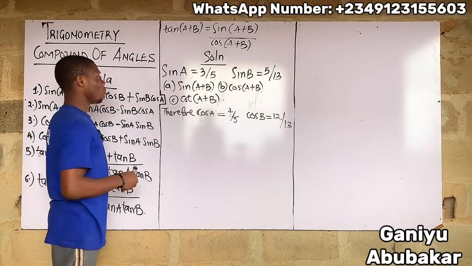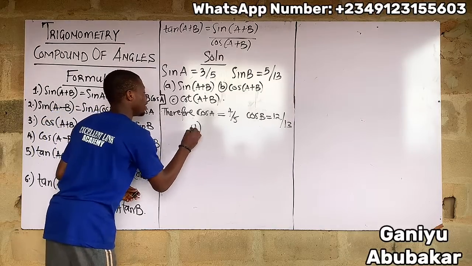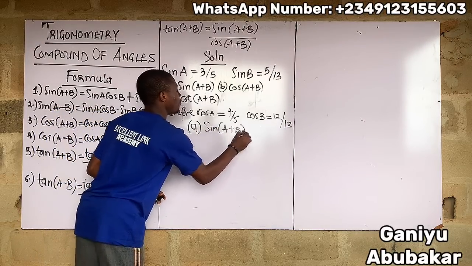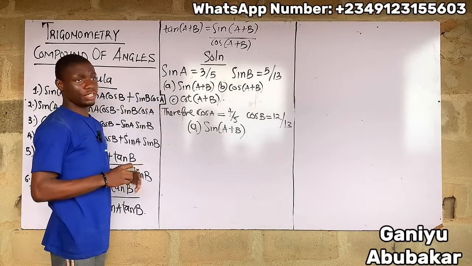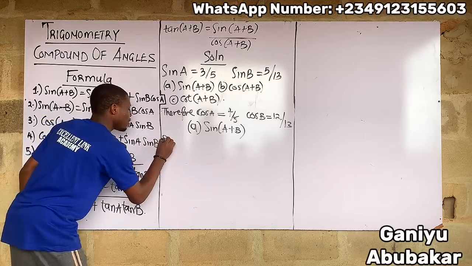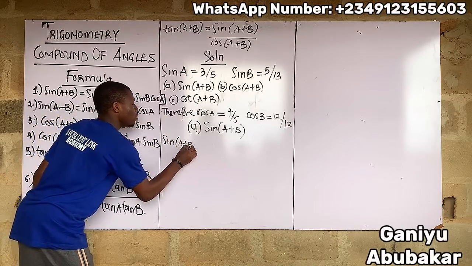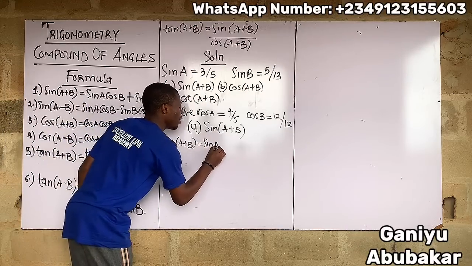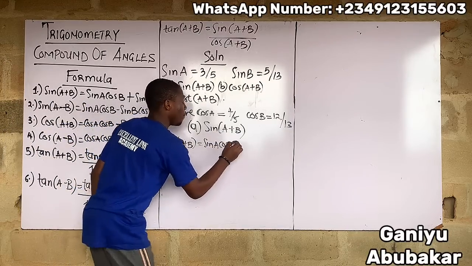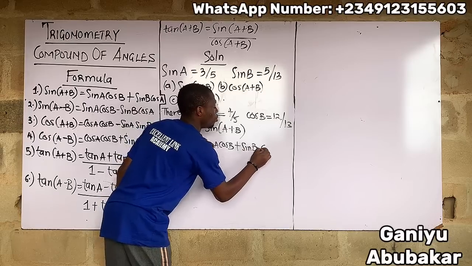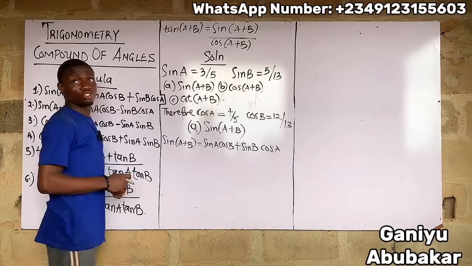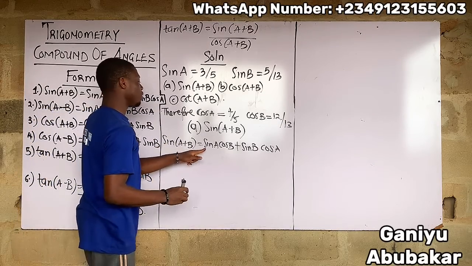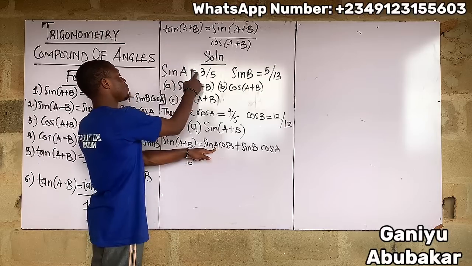All right, at this point now, question A says find sine A plus B. How do I solve this? We know that sine A plus B will be equal to what? From what I gave you here, sine A cos B plus sine B cos A. True or false? True. From here, I'll have that sine A plus B will give sine A. What's sine A alone? That's 3/5.